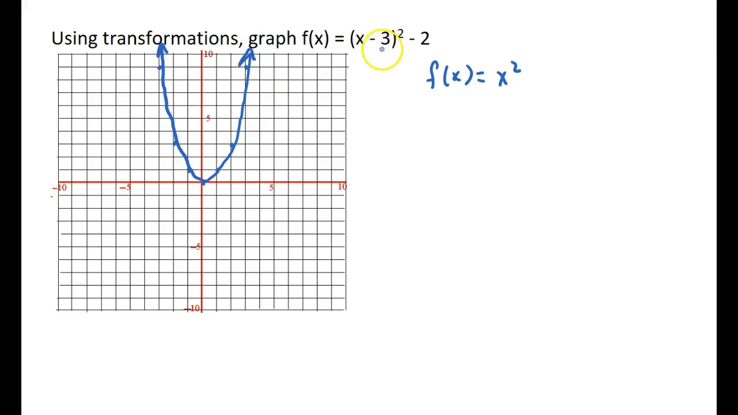Now we're going to transform it. Since I'm subtracting 3 from x, that means I'm going to move it to the right 3 units. So I'm going to go 1, 2, 3. And since I'm subtracting 2 from the whole function, I'm going to drop down 2 units. So you could think of this as shifting my axes to the right 3 and down 2. And now I can just place my transformed graph, same shape.